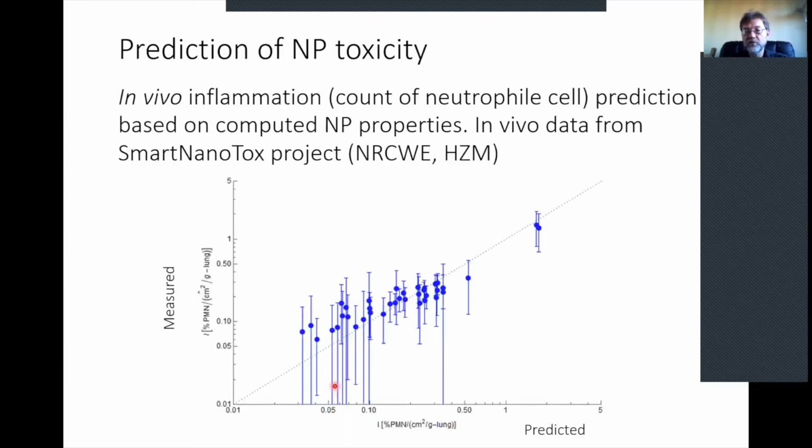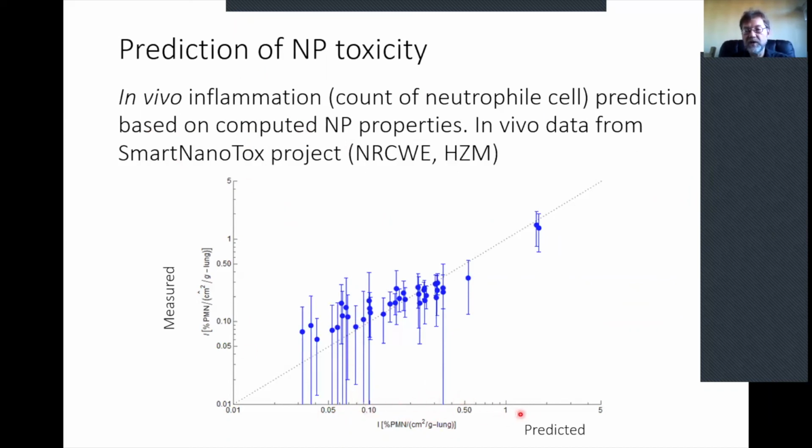Two examples I show you from the Smart Nanotox project here. One is we take in vivo inflammation data that were measured on mice exposed to nanomaterials. There are about 40 nanomaterials in here, 40 in vivo experiments. And they measured the degree of inflammation, the count of neutrophil cells that come in when inflammation starts in the lung. What you see on this graph is a set of points measured on the vertical axis and predicted on the horizontal axis.